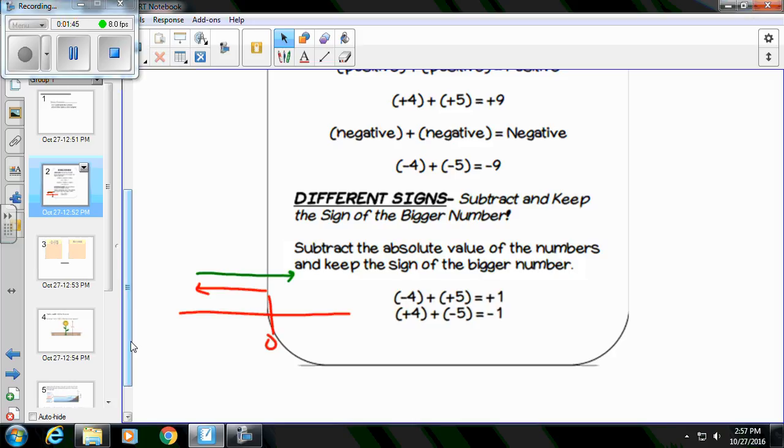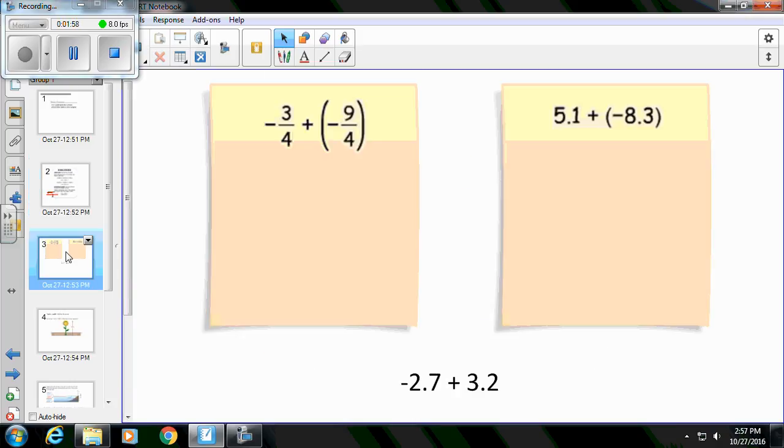For positive 4 plus negative 5, the same thing. I will do 5 minus 4 is 1, but because the 5 is bigger and it's negative, I have more negative, so I'm going to be at negative 1. So now we're going to combine things we learned in previous years with adding fractions and decimals. Same thing, but remember these are both rational numbers.